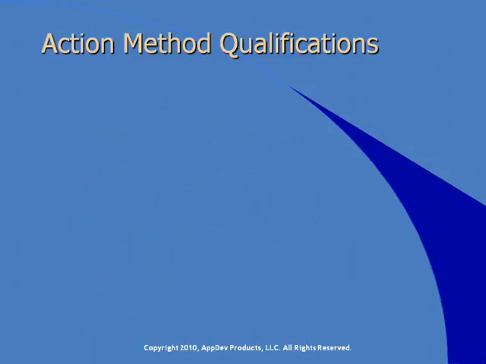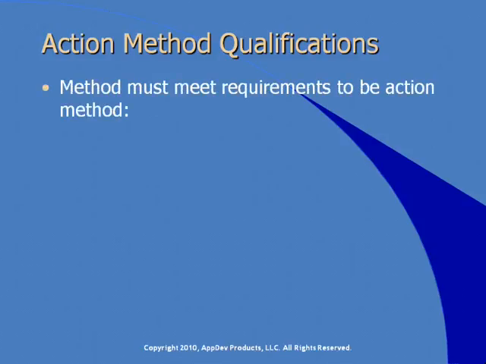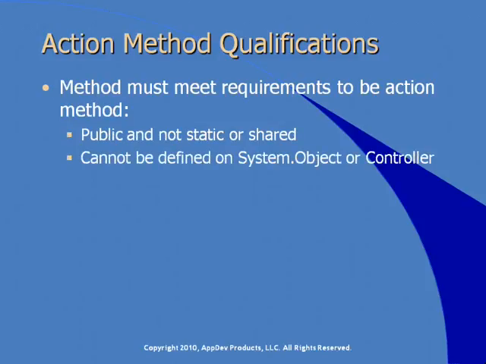But what qualifies as an action method? Is every method defined in the controller a potential action method? Nope, not at all. There are a few requirements that a method must meet for the action invoker to consider it to be an action method candidate. The first one is that it must be public and not static or shared. It also cannot be a method defined on system.object or the controller base class. In other words, it must be defined within your custom controller object, not inherited from another object.